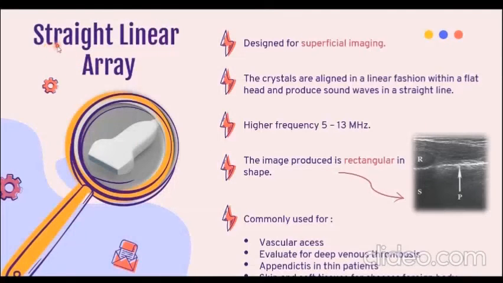Next, we continue with the straight linear array. This probe is designed for superficial imaging. The crystals are aligned in a linear fashion within a flat head and produce sound waves in a straight line. This probe has higher frequencies in the range between 5 and 30 MHz, which provides better resolution and less penetration. The image produced is rectangular in shape, and this probe is commonly used for vascular access, evaluating for deep venous thrombosis, appendicitis in thin patients, and lastly for skin and soft tissue for abscess.